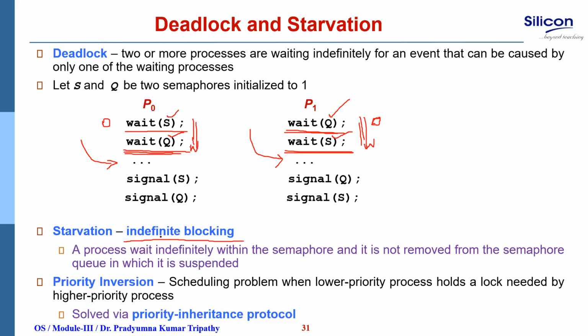But for the time being, remember deadlock is where the processes could not continue because they are waiting for each other for their execution. Starvation is indefinite blocking. We are not saying that they will never execute, but they are blocked for an indefinite period of time because of priority scheduling. Is it understood or not?